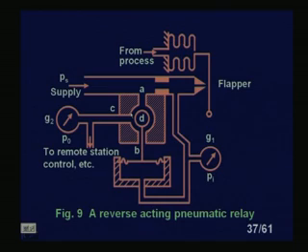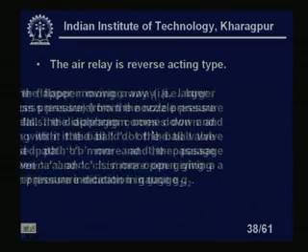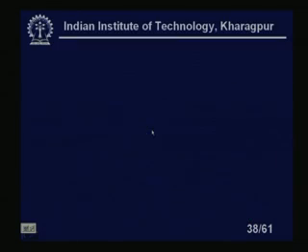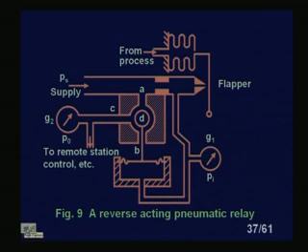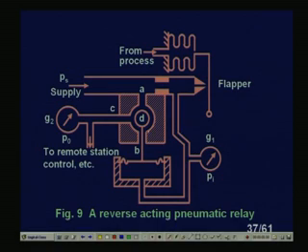So this will come down. If the valve is coming down, then what will happen? There is less path to come here, but the path between A and C will be more and more open.